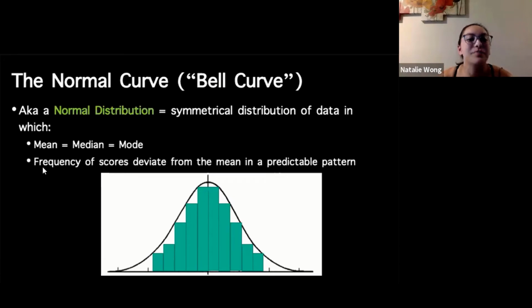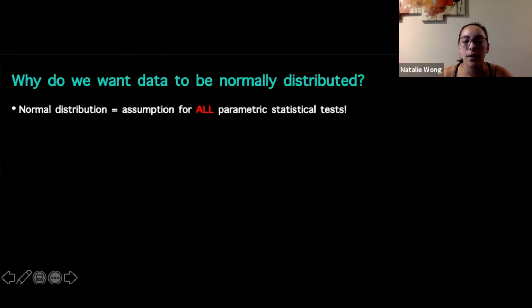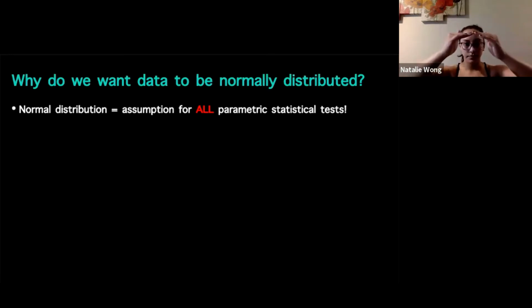Yes, so in this picture, the frequencies of our scores deviate from the mean in a predictable pattern. They deviate the same amount as we move outwards towards the tails. But that's just what a normal curve is. Why do we want data to be normally distributed? Okay, so this is kind of answering Neil's question. The normal distribution of our sampling distribution from our population: if we took a bunch of sample means, threw them into a distribution, the shape should be normal.